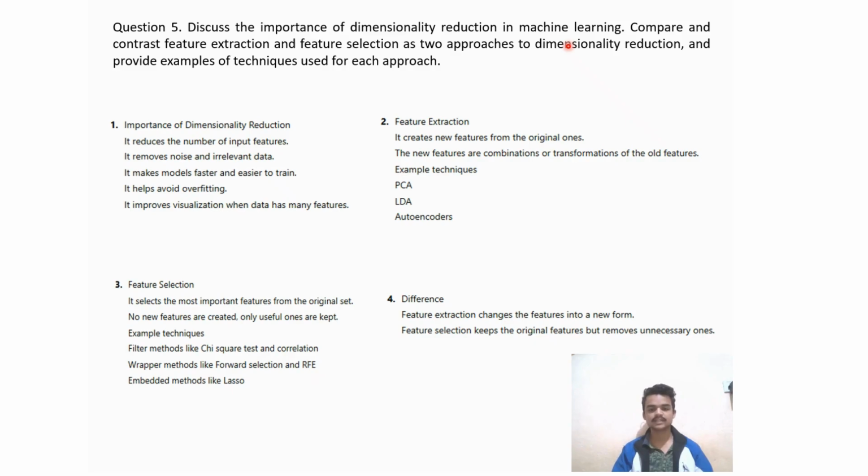Difference: feature extraction changes the features into a new form. Feature selection keeps the original features but may remove unnecessary ones.